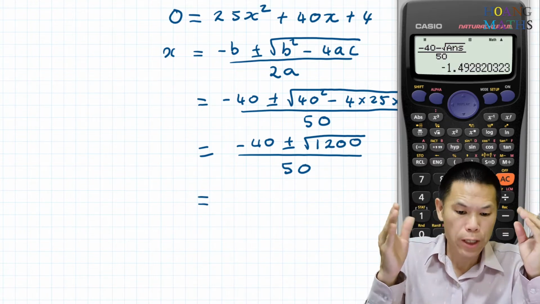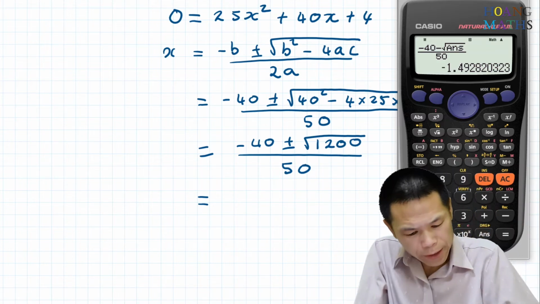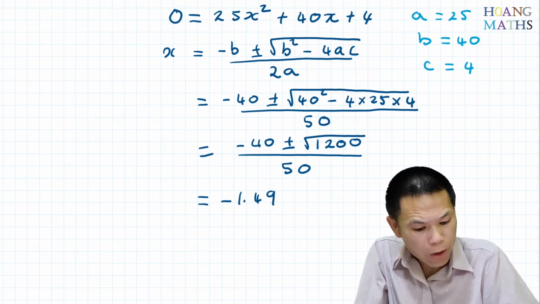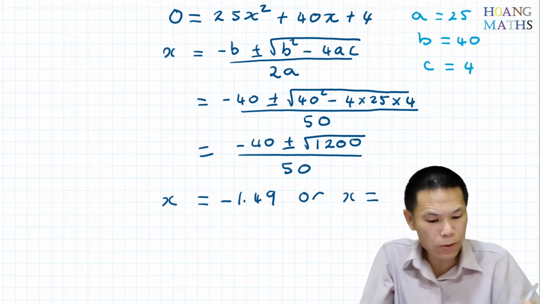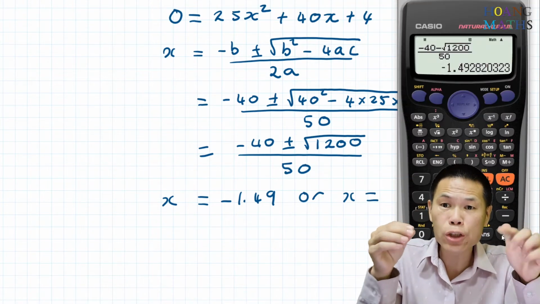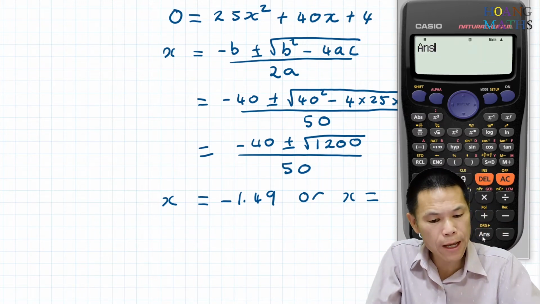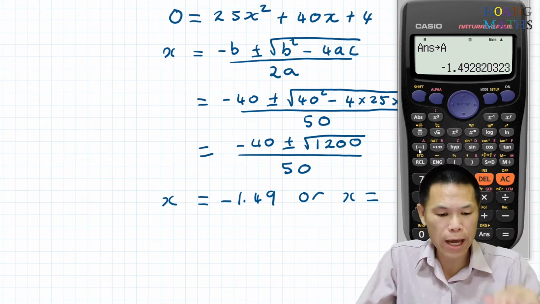So there you go. So x is equal to negative 1.49, okay? So let me write it down, x is equal to negative 1.49. Since we're going to use this later, I had better store that into memory A first. I press answer, shift, store A. So now let's work out the other one.